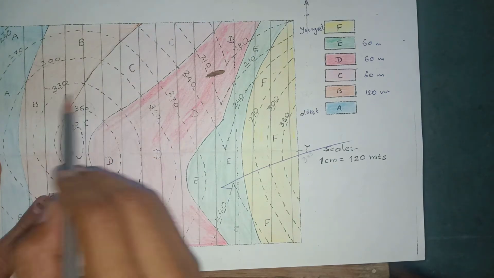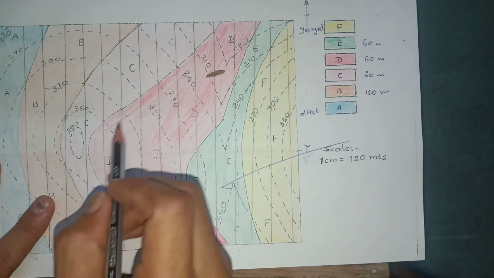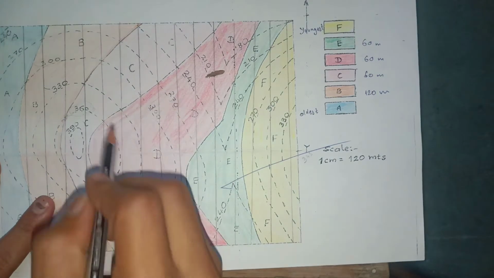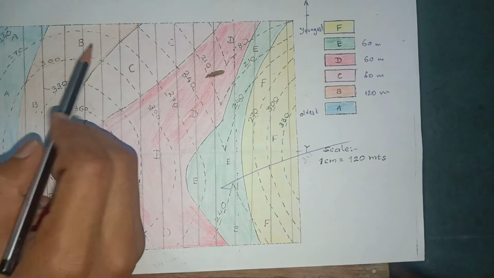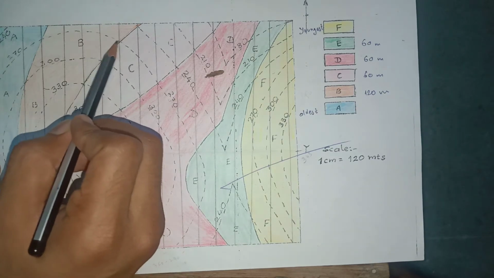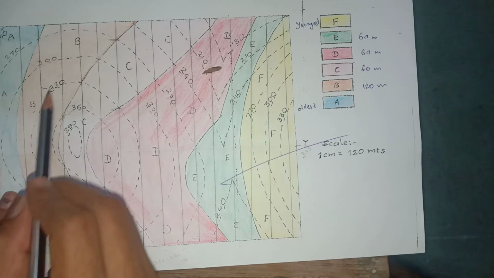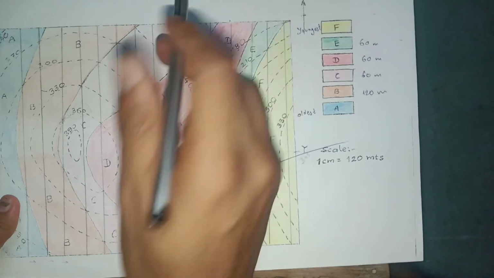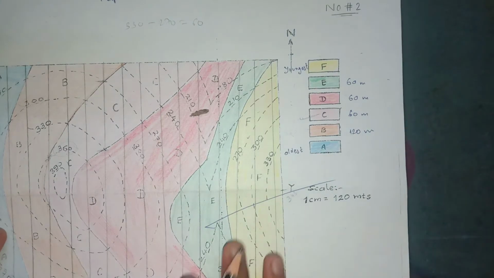Then select any straight line from this to this, which is cutting C's lower point and C's upper point. Suppose I have taken this straight line, this is cutting the CD lower point and the CB upper point. So just subtract this contour value and this contour value. This contour value is 270 and this is around 330. 330 minus 270 is equal to 60. Then thickness of B.